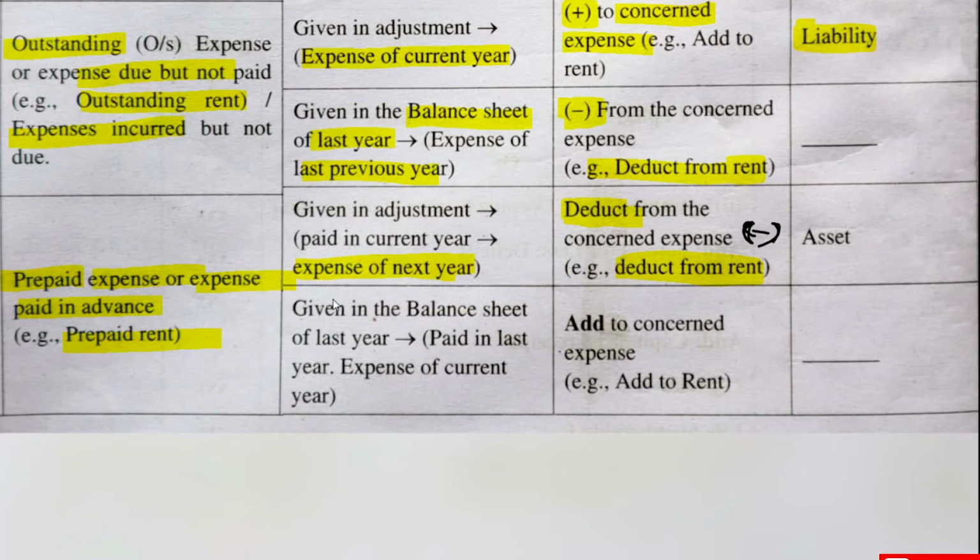Next, if they mention in the balance sheet of last year that it was paid last year but is an expense of this year, this time you need to add it to the concerned item. Suppose prepaid rent is mentioned in the last year balance sheet, in this year's income and expenditure account you will be adding to the rent. Prepaid rent of last year will be the expense of the current year, so you are adding it in the income and expenditure account. So these are the special item treatments.